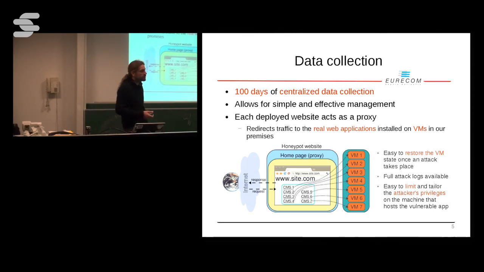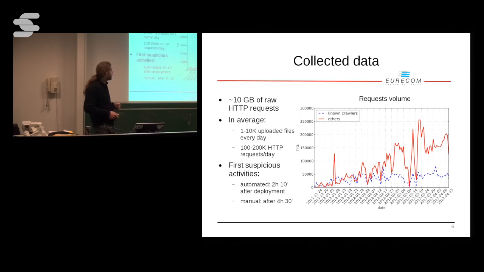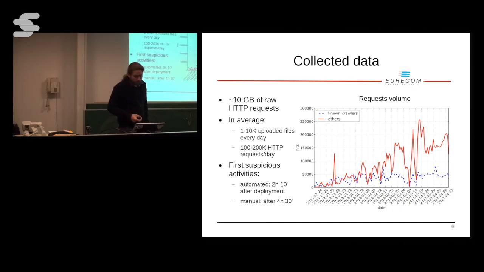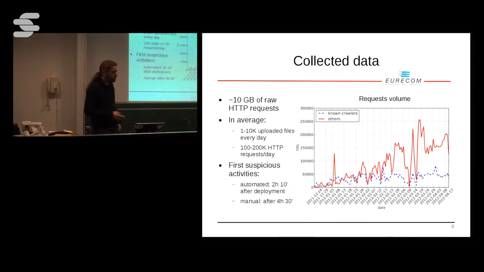Inside those virtual machines, it's easy to limit the attacker's capabilities. We block the networking. We can reset them so that if they compromise the machine, after some time they can't use it anymore. And because they're virtual machines, we get the complete log of the attack. So we collected quite a bit of data, about 10 gigabytes of raw HTTP requests. On average, there were between 1 and 10,000 uploaded files every day by the attackers, on between 100 and 200,000 HTTP requests per day.